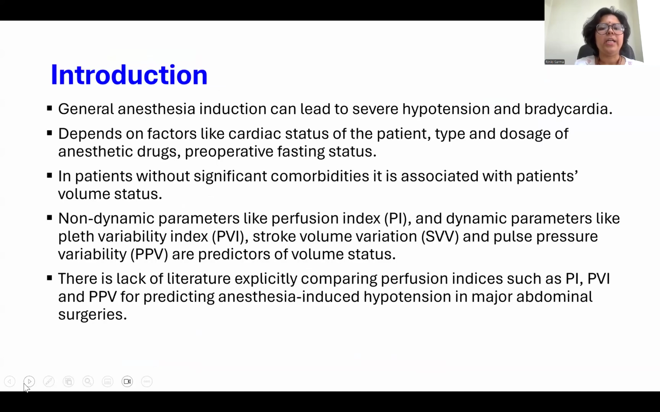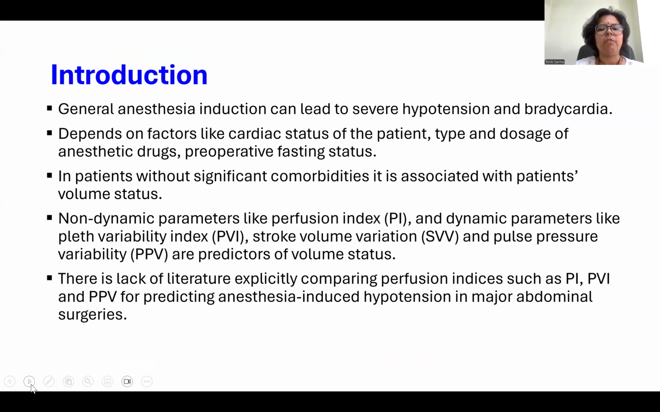So general anesthesia induction can lead to severe hypotension and bradycardia. It depends on factors like cardiac status of the patient, type and dosages of anesthetic drugs used, and the preoperative fasting status of the patient. In patients without any significant comorbidities, it is associated with the patient's volume status.